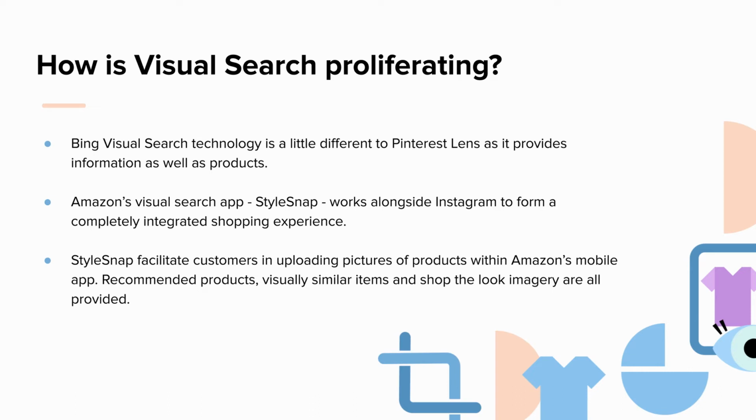I think the Bing visual search technology is different to Pinterest in that it's a bit like Google Shopping, but it's now got this visual element, the visually similar search element as well. But more interestingly, Amazon's visual search app, Style Snap, which they've been developing relatively quietly, I believe, because it wasn't until recently that this was brought to our attention.